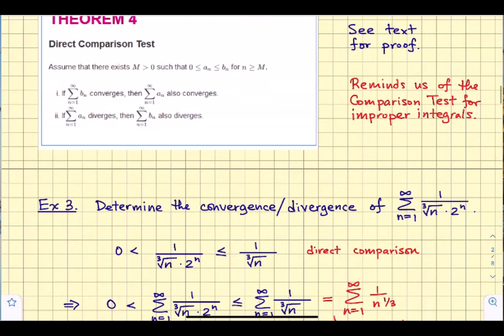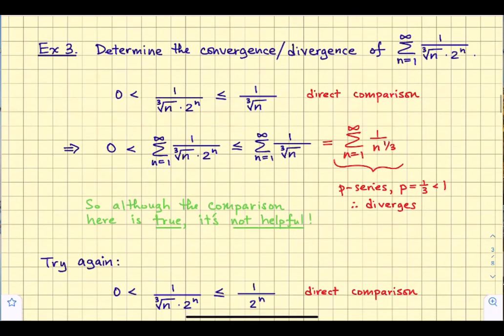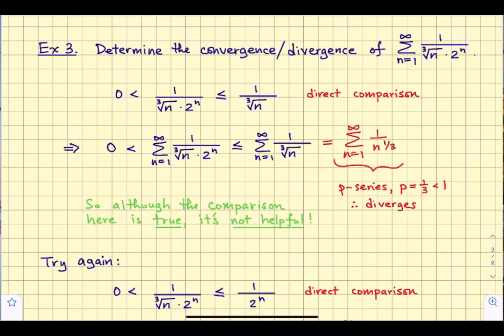So not only do we need a comparison, but we need a comparison where we know, for example, if we're thinking of the sum of our a sub n's as the series that we're trying to show convergence of, then we need the sum of the b sub n's to converge. On the other hand, if we suspect that the sum of our b sub n's diverges, then we want to show that it's larger than something that is known to diverge. So we have to make sure that we get not only a true direct comparison, but one that's useful.